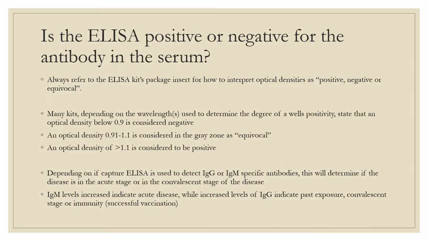So anytime you're doing these tests in the serological laboratory, you always want to make sure that you consult the package insert. The package insert will tell you the optical density ranges for what is considered to be negative, what is considered to be equivocal, which is the gray zone, or what is considered to be positive. Depending on whether capture ELISA is used to detect IgM or IgG-specific antibodies, this is going to determine if the disease is in the acute stage or the convalescent stage of the disease. Remember, IgM is usually increased in acute diseases, while IgG is usually more positive in convalescent stages, or if you're immune, if you've had a successful vaccination.